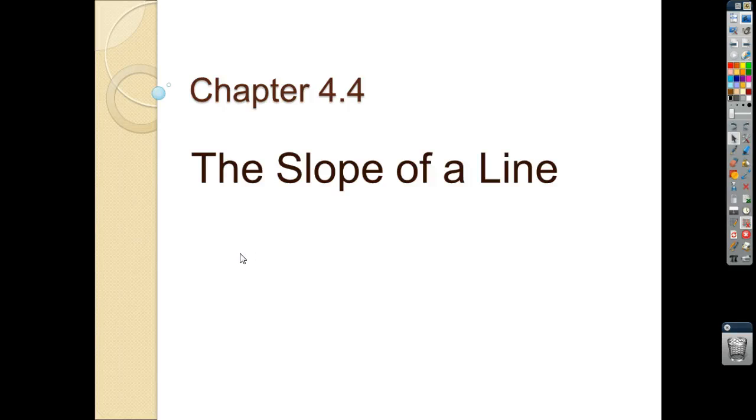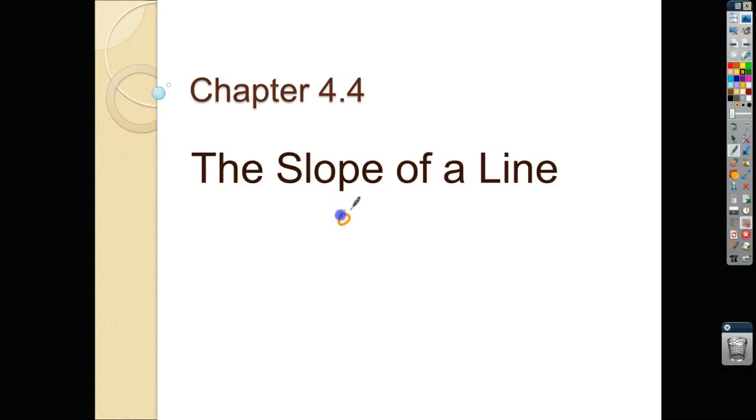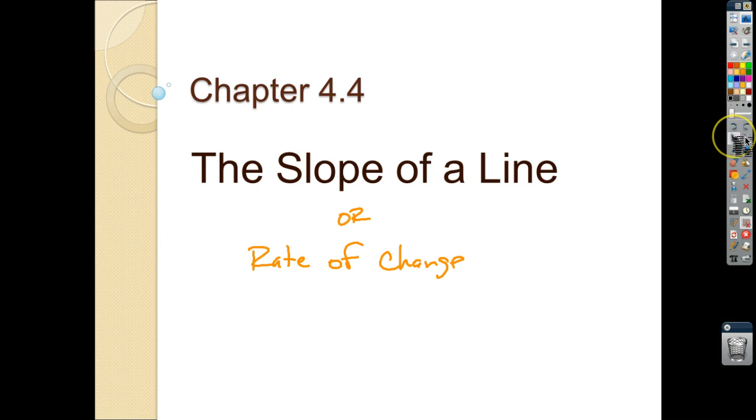Slope of a line, or we could also call this rate of change. Okay, we'll talk about this a couple different ways. The standard, as far as Common Core, they like to talk more of it as rate of change. Traditionally, it's been called slope. A lot of different names here. So let's go ahead and move on.